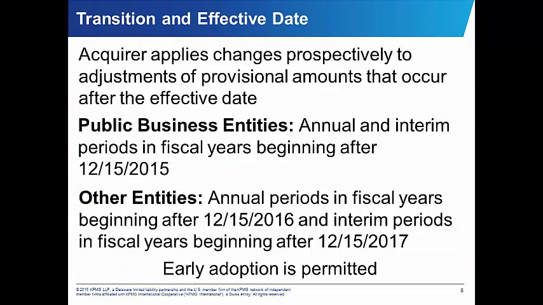Sure. So, for public business entities, the effective date is for annual and interim periods beginning after December 15, 2015. Early adoption is permitted if financial statements were not issued. All other entities should apply the guidance effective for annual periods beginning after December 15, 2016, and interim periods beginning after December 15, 2017. Once again, early adoption is permitted if the financial statements were not made available for issuance. For transition, an entity will apply the changes prospectively to adjustments of provisional amounts that occur after the effective date.